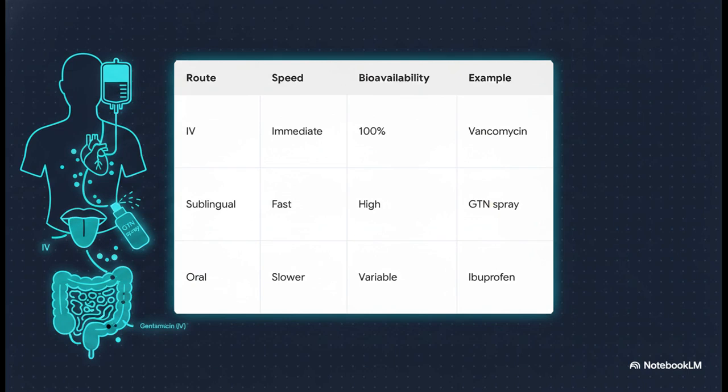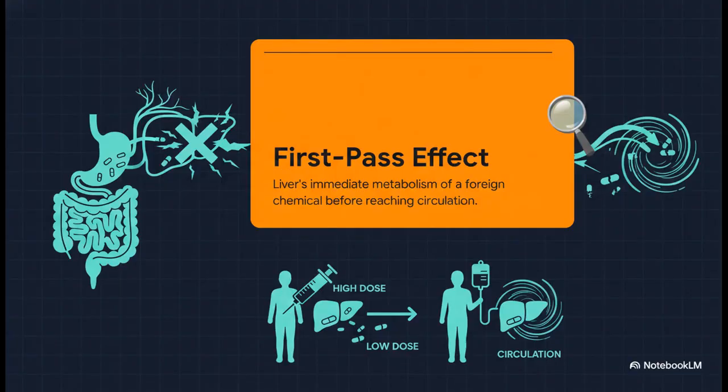Ibuprofen is slightly lipophilic, meaning it likes fat, so it crosses the cell membranes of the gut reasonably well. But highly hydrophilic, or water-loving drugs, like the antibiotic gentamicin, they have terrible oral absorption. They literally just bounce right off the gut wall. That's exactly why gentamicin has to be given IV, where absorption is immediate and 100% complete. Alternatively, sublingual routes, like a GTN spray under the tongue, offer incredibly fast absorption directly into systemic veins. But let's stick with our oral ibuprofen.